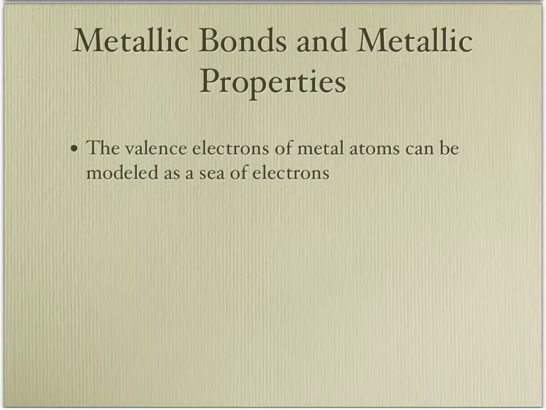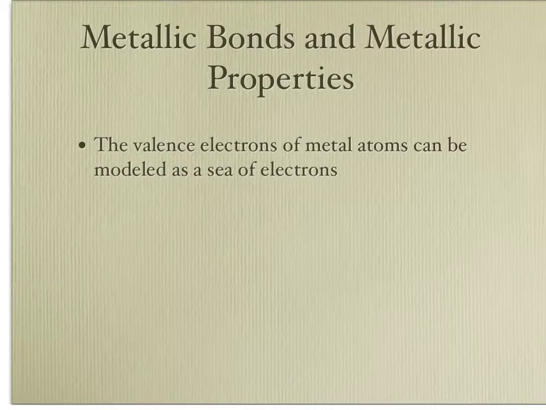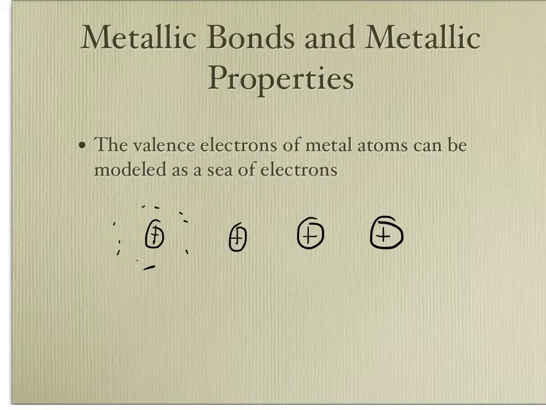Okay, in a metal, the electrons are shared in what they call a sea of electrons. Think of it like this: that's the nucleus of an atom, and let's say this is iron or something like that. And normally you think of all these electrons going around those atoms themselves.